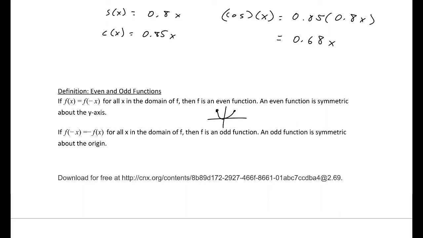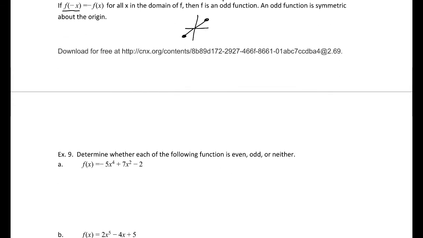If f of negative x equals negative f of x, then it's an odd function. That would mean something like this. This value over here is the same as this value over here. So the simple way to work this is evaluate your function at f of negative x and see what you get. If it's the same thing, then it's even. If it's the opposite of what you had originally, then it's an odd function. So let's go into an example or two.